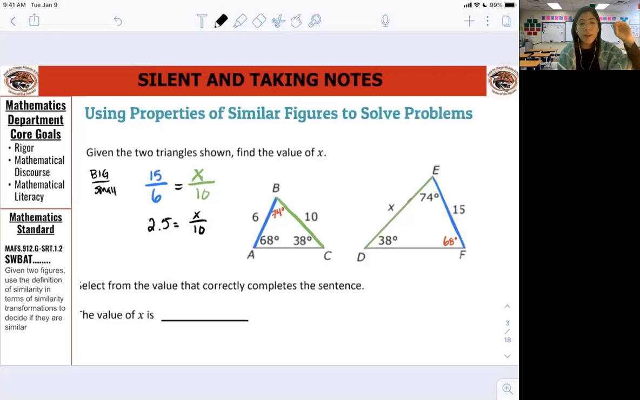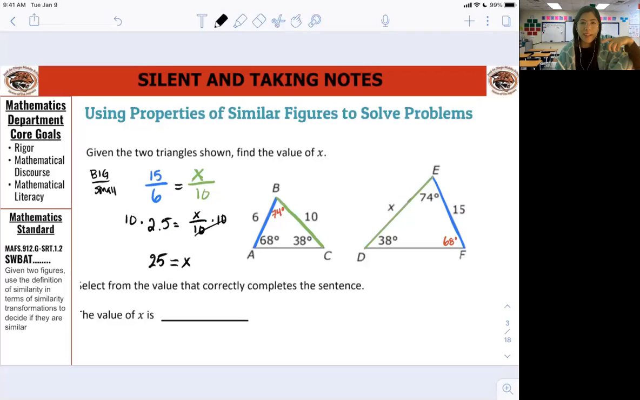Do you want to divide both sides by 10 or do you want to multiply both sides by 10? Multiply, right? Because 10 is in the denominator of that fraction. So to get it out of there, we're going to want to multiply by 10. So what do you get? 10 times 2.5 is 25.